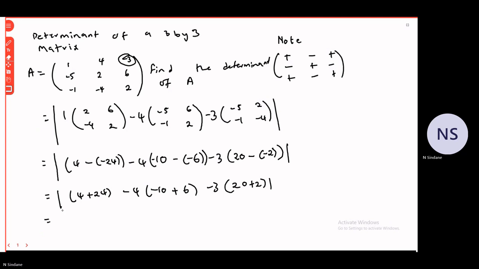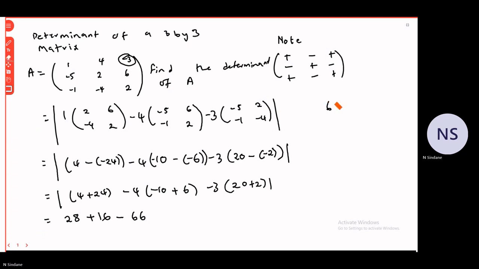Then this will be 28, right? Plus 16, right? Minus 66, right? And then what will be my solution? I have 66, right? So 28 plus 16, I believe it will give me, okay, let's see.